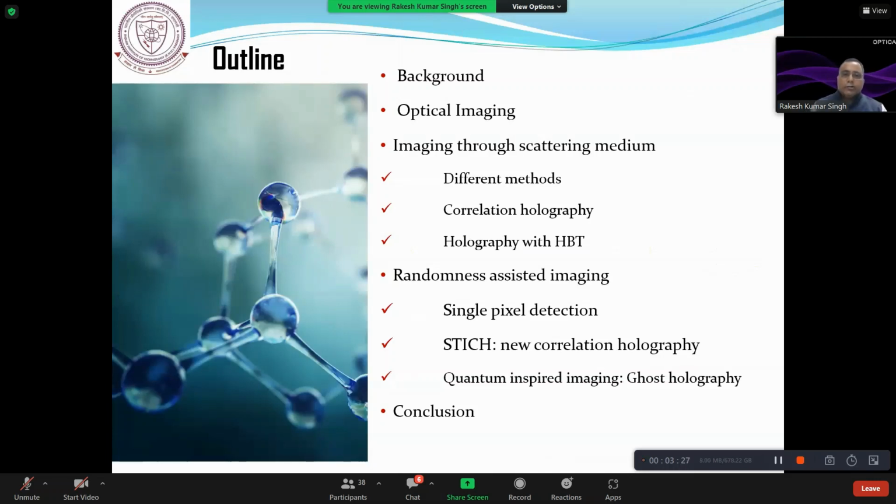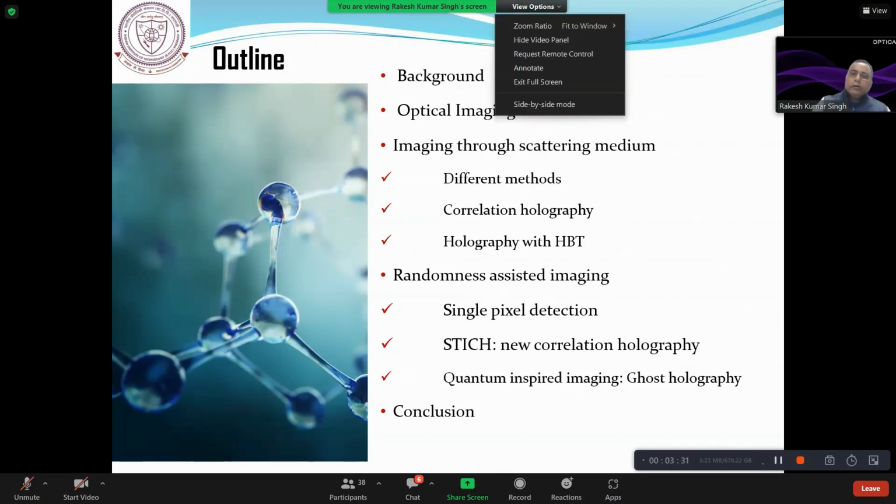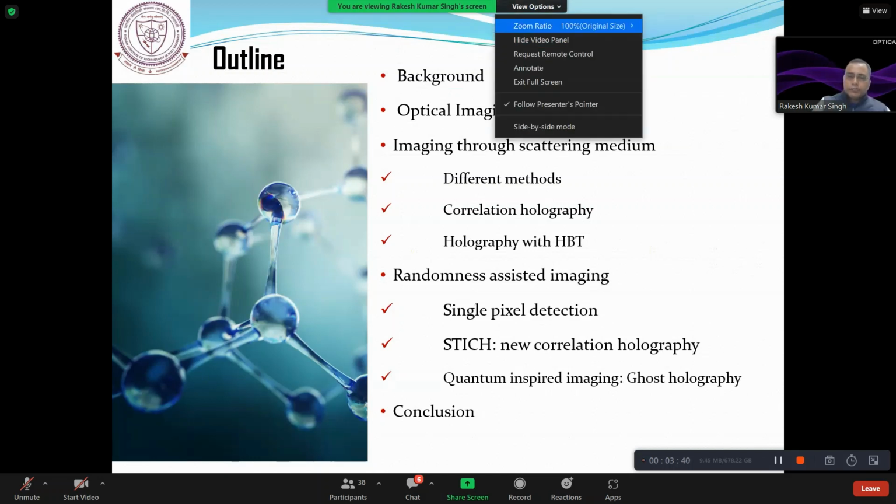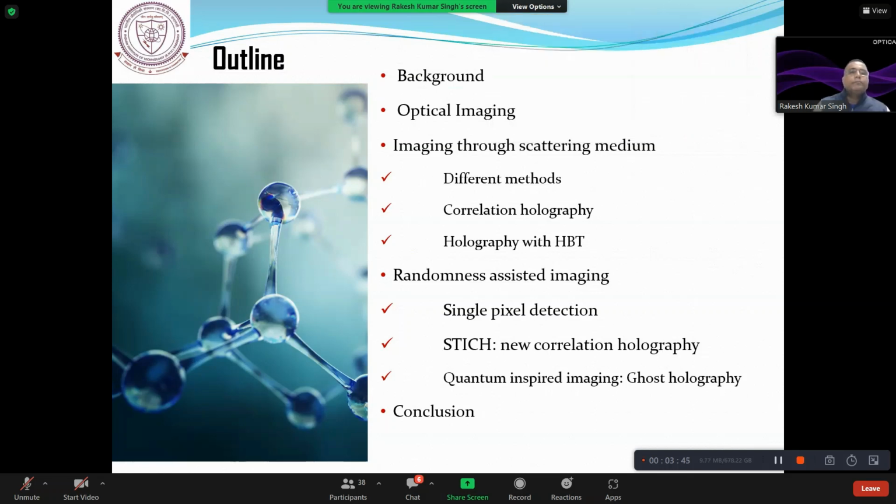This is the outline of my work, where we'll discuss some of the challenges, particularly imaging through scattering media. Then we'll discuss how to overcome the scattering related issues by learning from the physics based approach, particularly using coherence optics, and then we'll discuss some of our works.